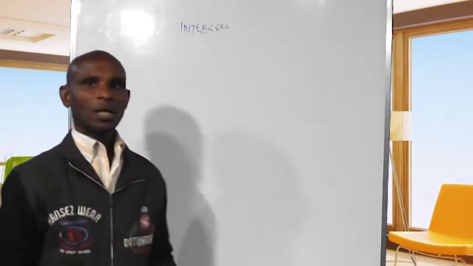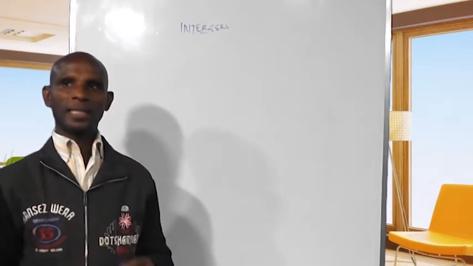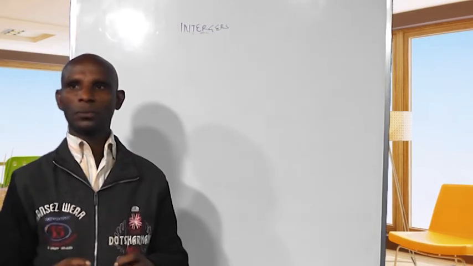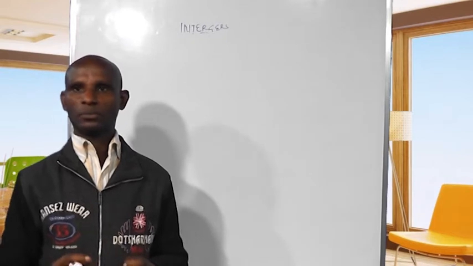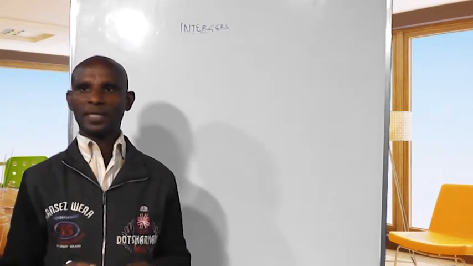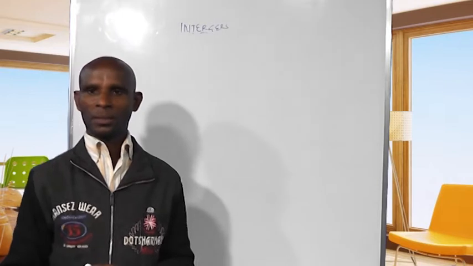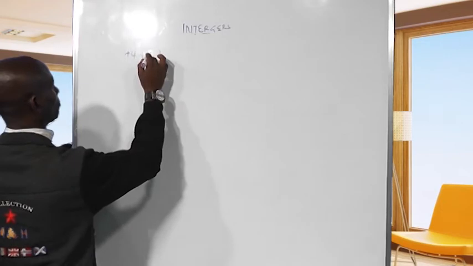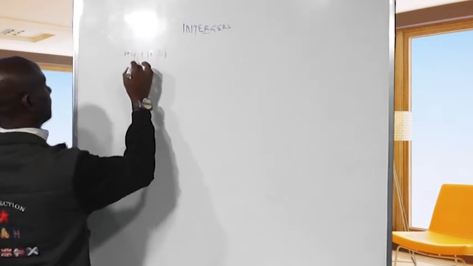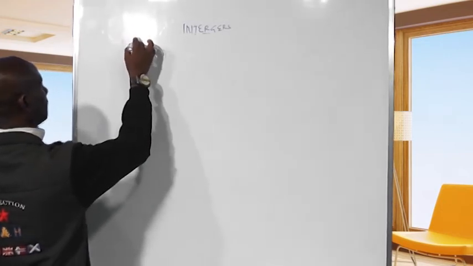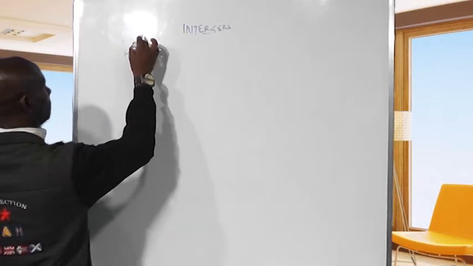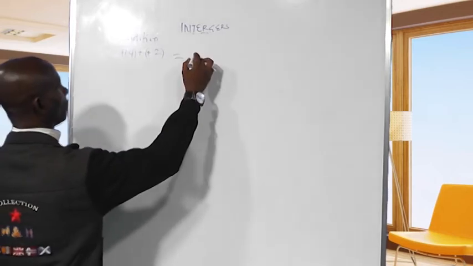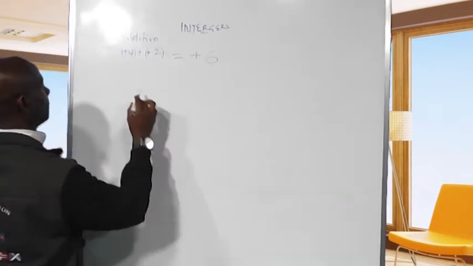Integers are positive and negative whole numbers. Let me show you how you can add, subtract, multiply and divide integers. Let's take plus 4 plus 2. These are different terms. This is addition. Plus 4 plus 2, we have plus 6.